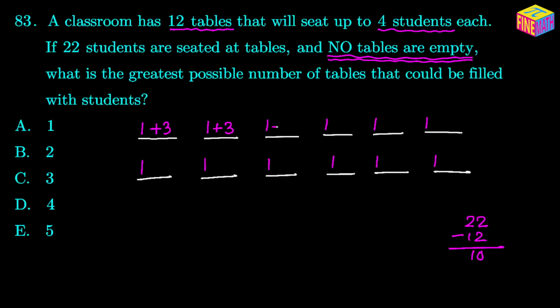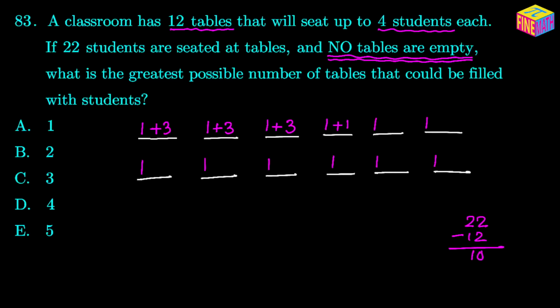And how about another 3 students at the third table? Well, the third table is also filled up. Now, out of the 10 remaining students, we have seated 3 plus 3 plus 3, that is 9 of them. So we have one more student to be seated, and we can put this one remaining student at the fourth table. Now, if you look at this picture, no tables are empty and we have filled up as many tables as we could.